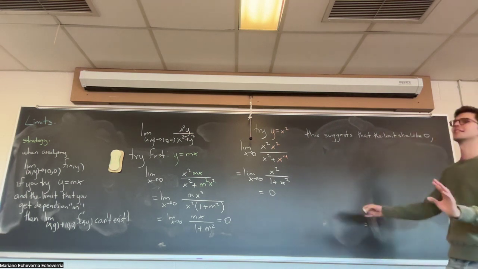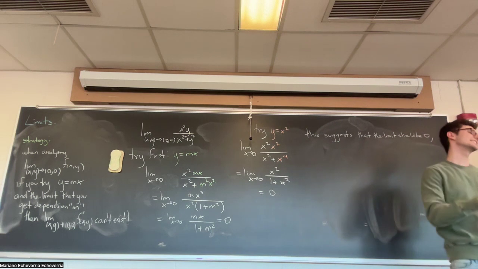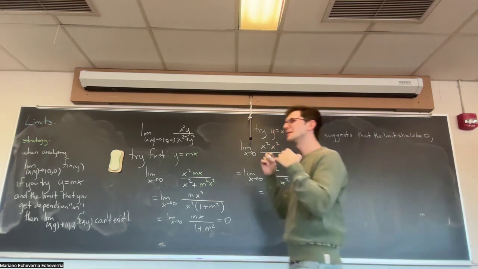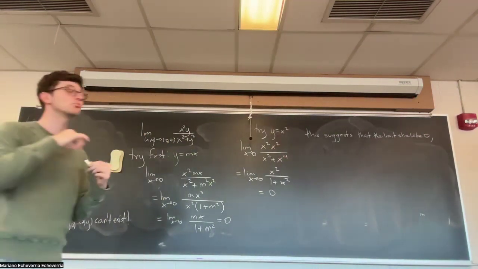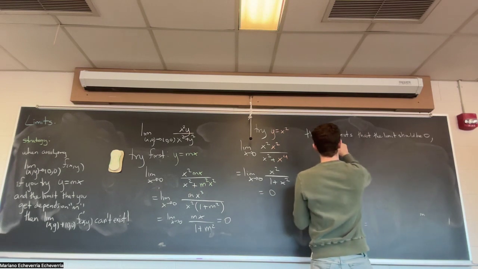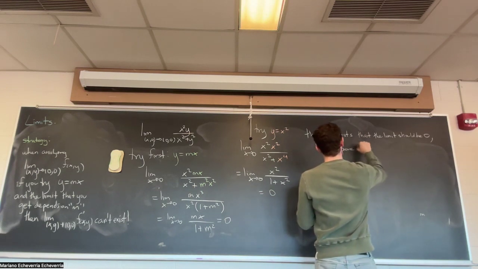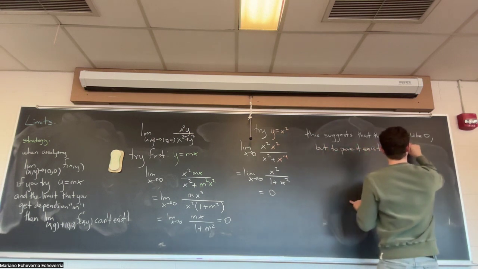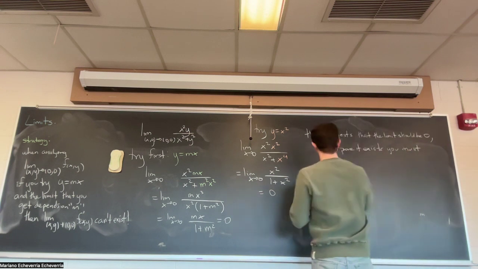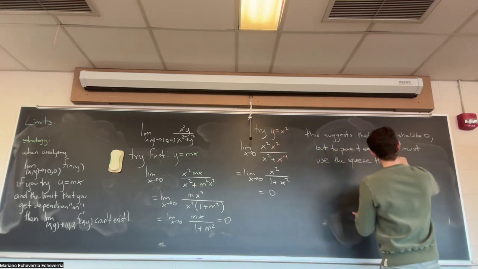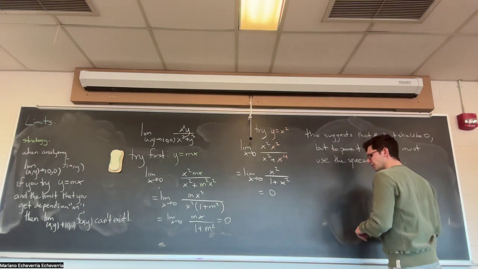This is an important thing. If there's a limit that you want to show exists, you must use a squeeze theorem. That's the only way. Again, we're not spending too much time on limits. So the only way to show that a limit exists here is via the squeeze theorem that I'm about to remind you of. It's also called the sandwich theorem sometimes.